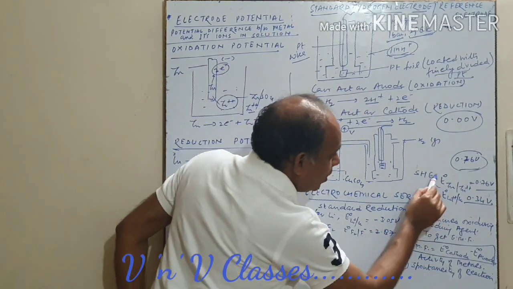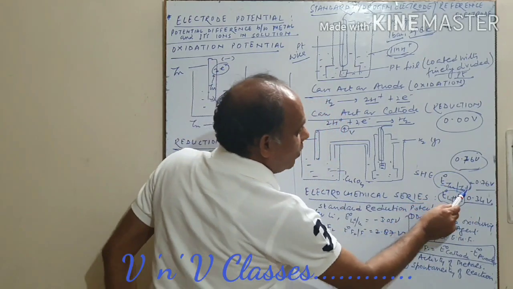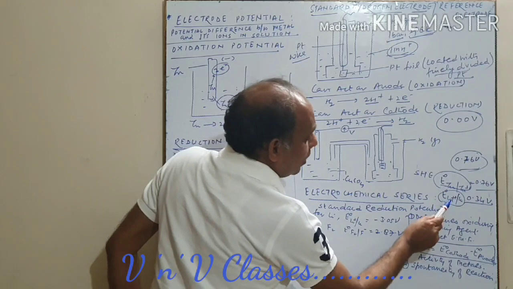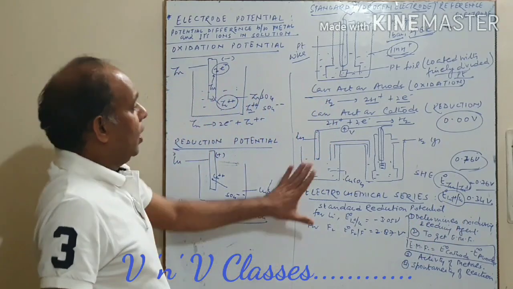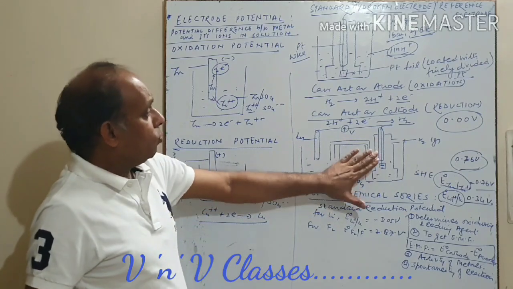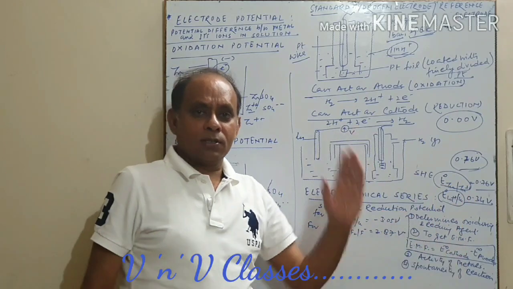Remember, see the representation also. Here I am writing metal oblique metal ion. Here I am writing metal ion oblique metal. I will detail it further in further videos, but this is the way how, using the standard hydrogen electrode, we got the electrode potentials.